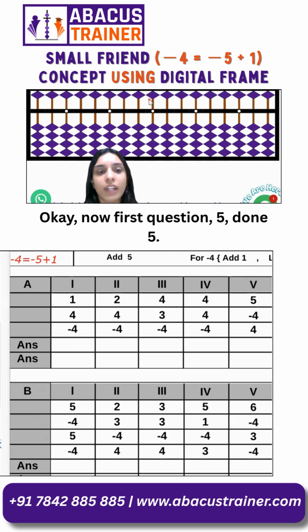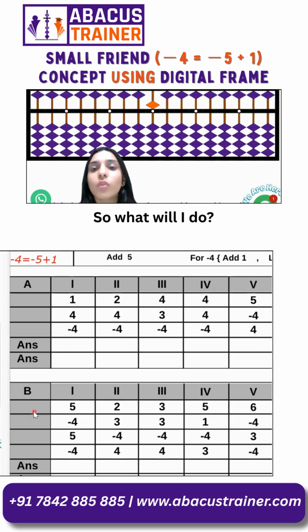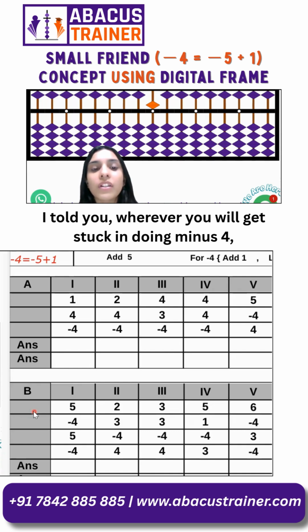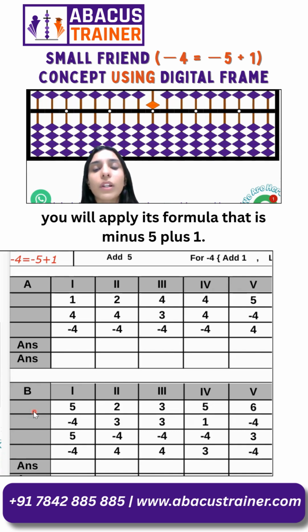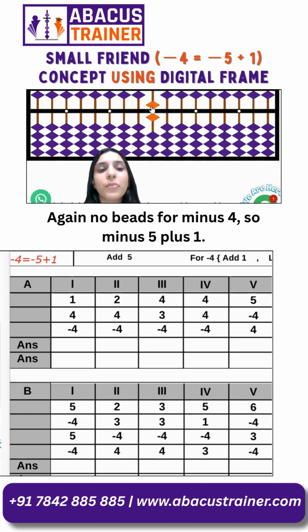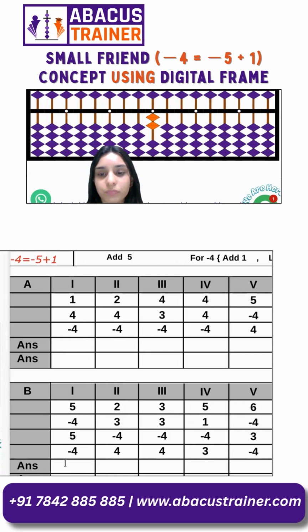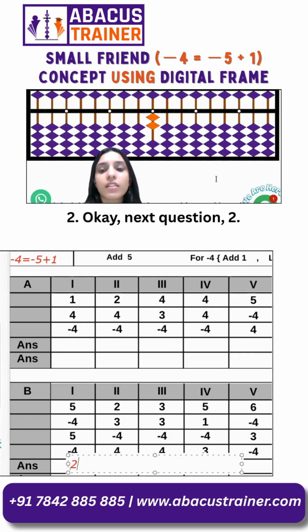First question, 5, done 5. Then minus 4. Do I have enough beats to do minus 4, guys? No. So what will I do? I told you, wherever you will get stuck in doing minus 4, you will apply its formula, that is minus 5 plus 1. Okay, now we'll proceed. 5, done. Now minus 4. Again, no beats for minus 4, so minus 5 plus 1. My answer is 2. Okay. Next question.